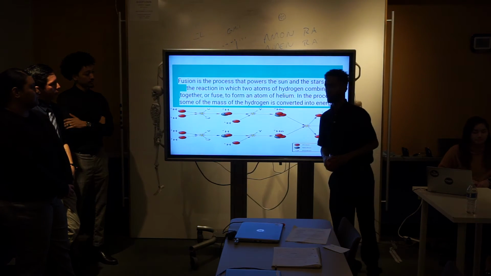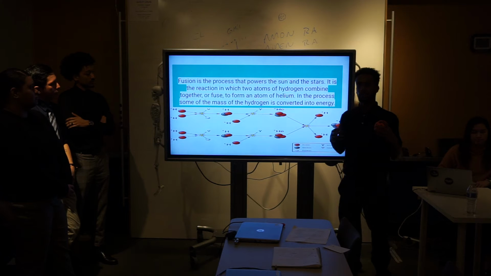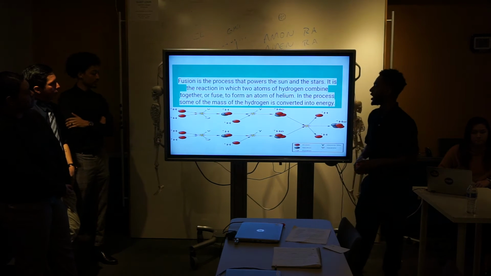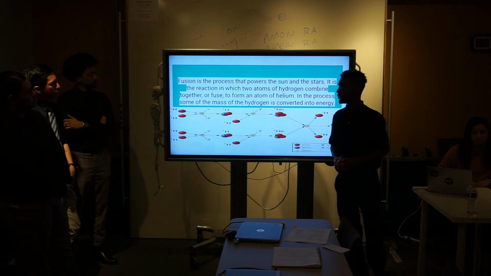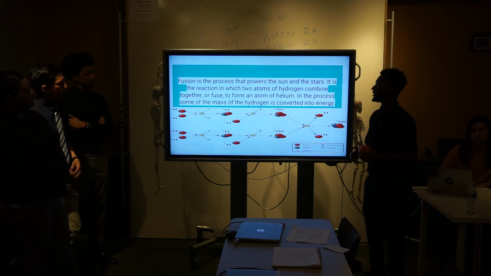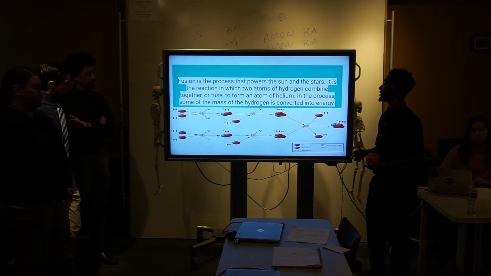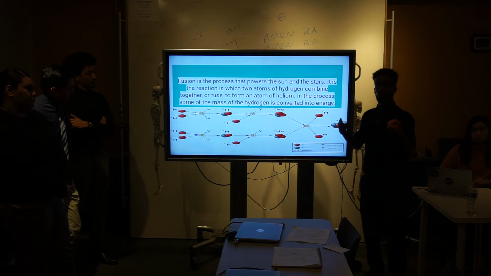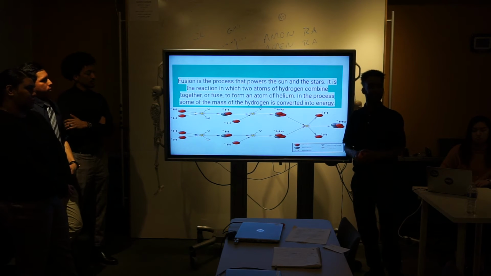Yeah. So fusion. Fusion is the process by which the sun gets energy, or actually produces energy. It is the process that powers the sun and stars. It is the reaction in which two atoms of hydrogen combine together. So obviously two atoms of hydrogen are going to combine.